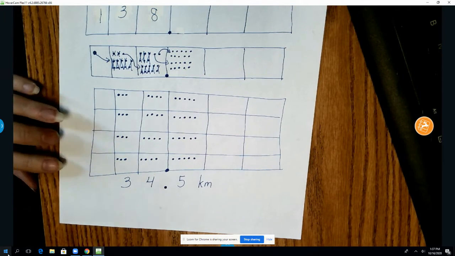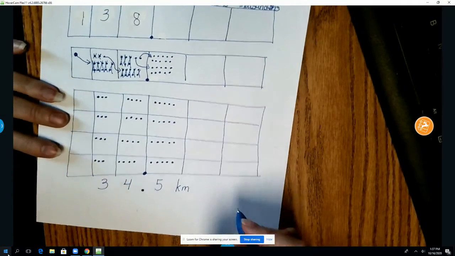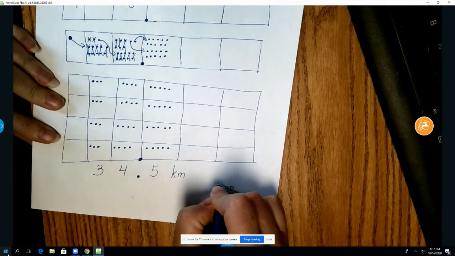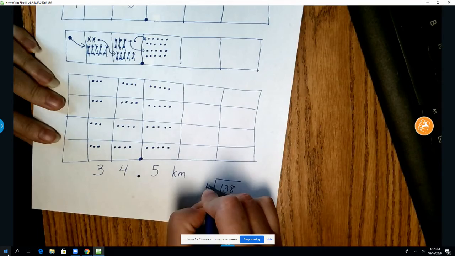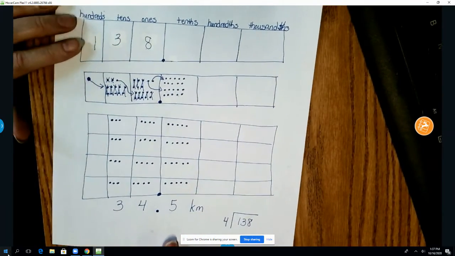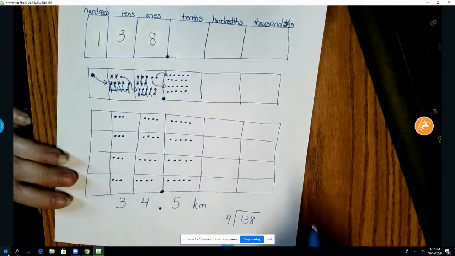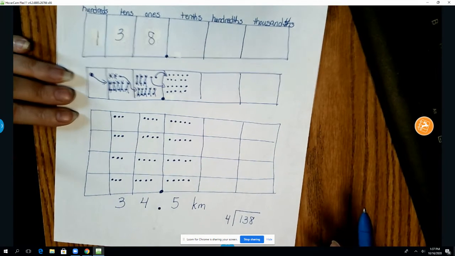And this is the more traditional way of solving it. And so we're going to take 138, which is how many kilometers we have, and we're going to divide that by 4. And I want you to notice that we're going to come out with the same answer. And really, we're doing the same thing as we were doing up here.